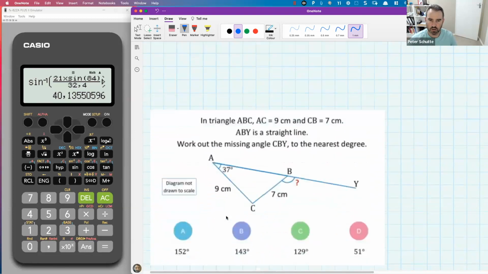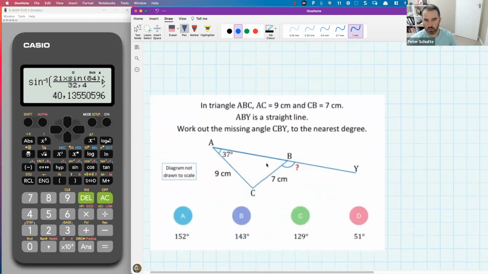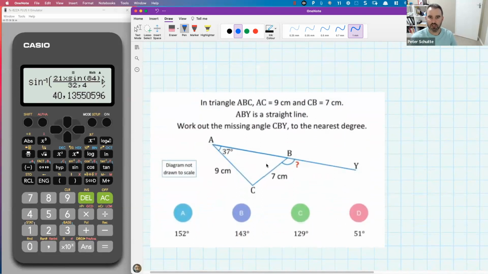Let's make this the last one of today, because I think you've done well. So it says, in triangle ABC, AC is 9 centimeters and CB is 7. Work out the missing angle CBY, which is sitting over here. And I want to see if you can think about how to use your knowledge from today to choose the correct option.